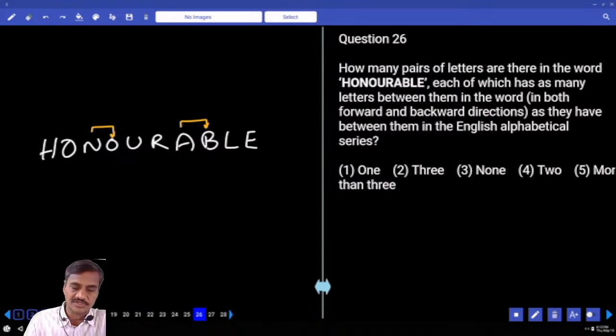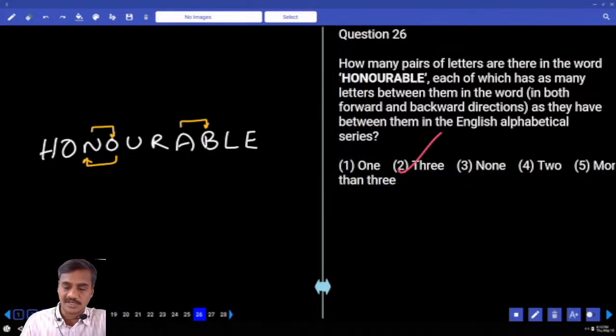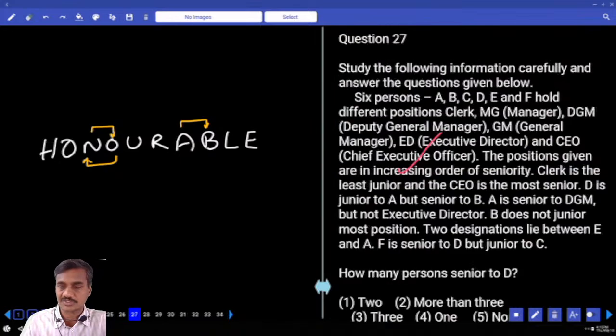And again in the reverse. Now in the reverse: E, F, G, H, I, J, K, L, M, N. L, M, N, O, P, Q, R, S, T. B, C, D, E, F, G, H, I. And A, B, C, D, E, F, G. And next one R, S, T, U, and U, no letter more than this one. O, and then there is one more. And how many pairs are there altogether? 3 pairs. And it is choice 2 for question number 26.